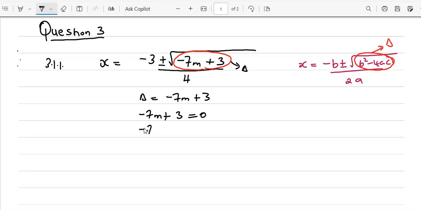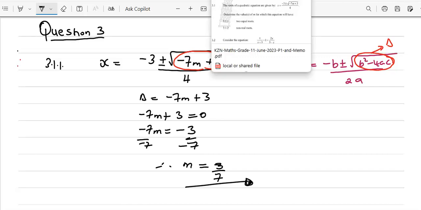So we'll have minus 7m is equal to negative 3. Divide both sides by negative 7. Therefore, what is the value of m? The value of m will be negative 3 over negative 7, which gives us positive 3 over 7. So this is how you answer 3.1.1.